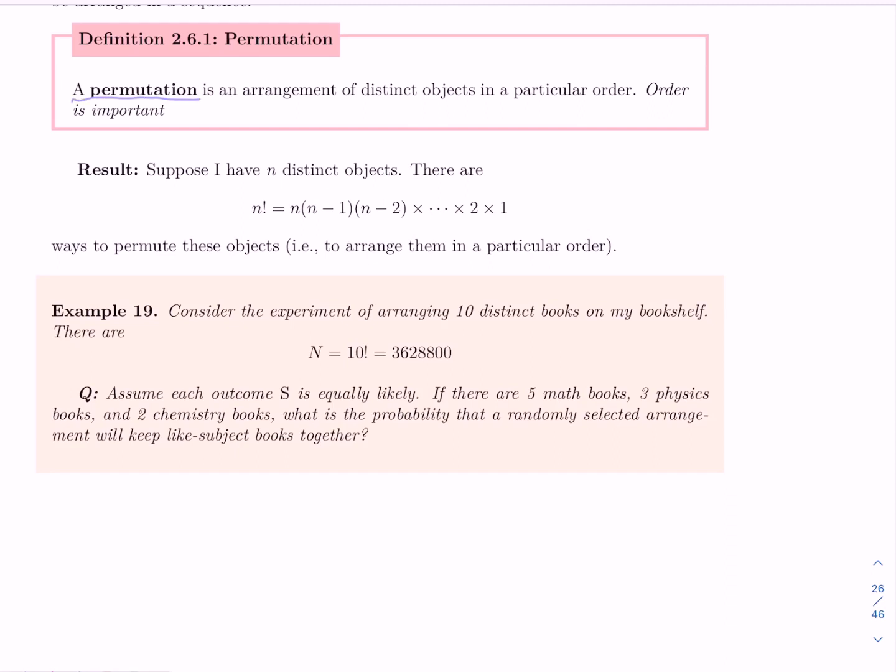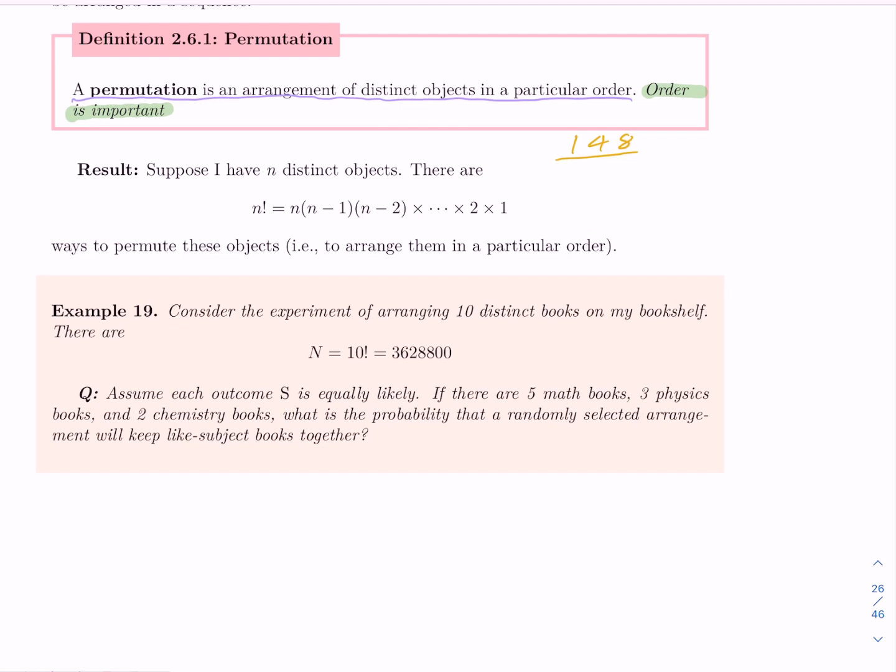A permutation is an arrangement of distinct objects in a particular order. Order is important. Let me explain this using an example. Suppose there are three numbers: 1, 4, 8. How many numbers can we make using these three digits?